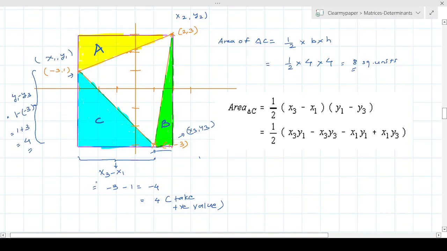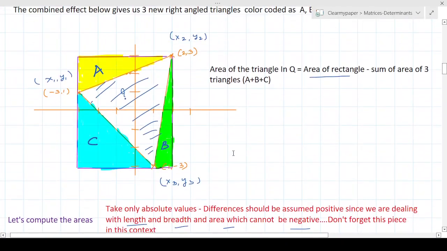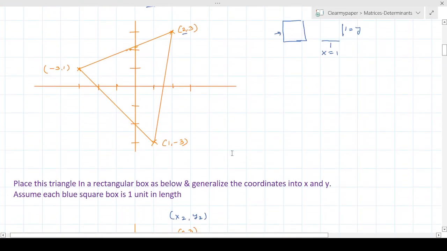So if I do x3 minus x1, x3 is 1 and x1 is minus 3, and it's going to give me a negative value of minus 4, and I'm going to take it as a positive value because I don't want to keep it negative. That's what I'm doing here. Over here I think it's a negative 1, not 1. Let me check here. Where is my value here? Okay, it's 1.